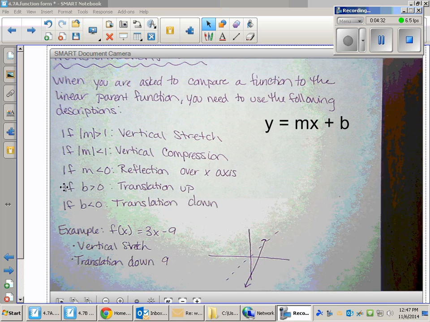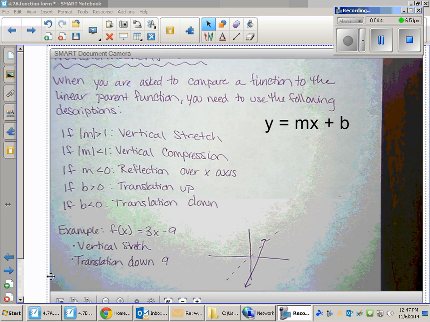And then we look at the b's. We look at the y-intercept. If it's greater than 0, it's translated up. If it's less than 0, it's translated down. So you may want to pause this video, everybody jot these notes down, and then we'll look at some examples together.